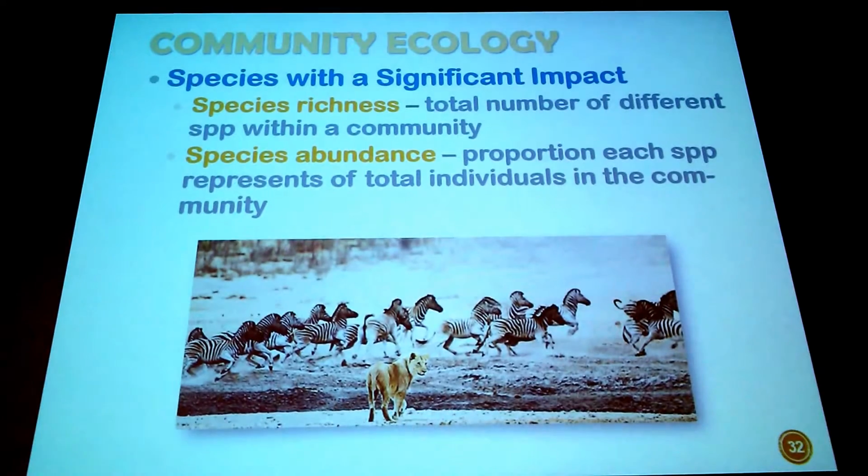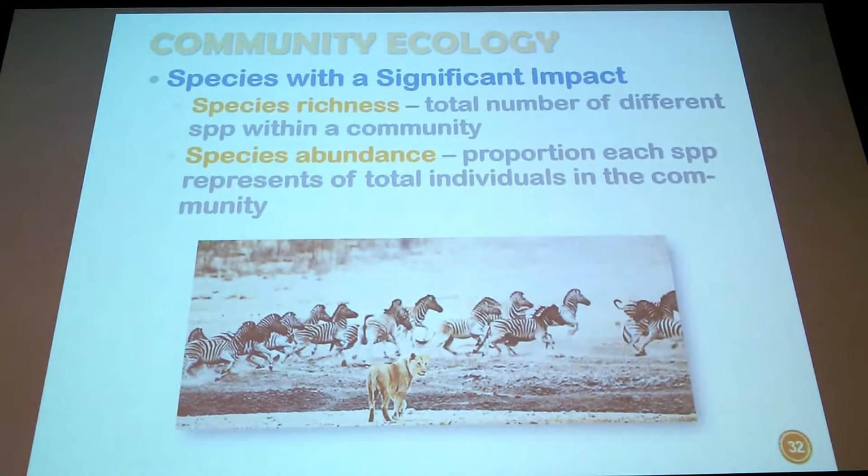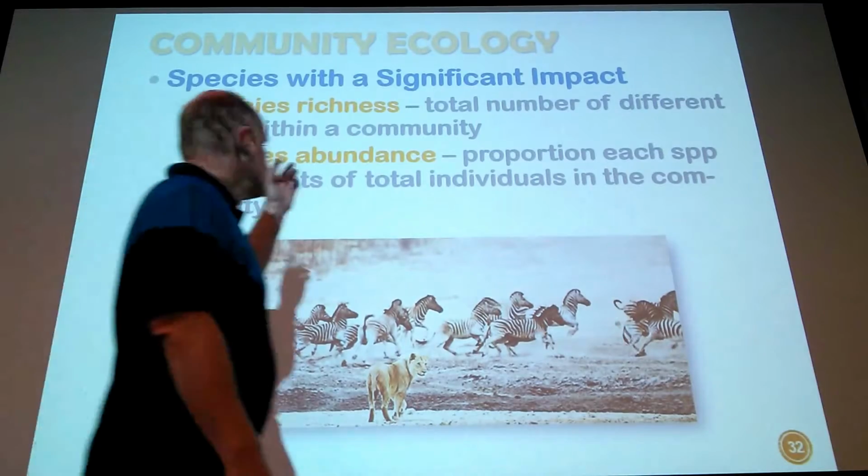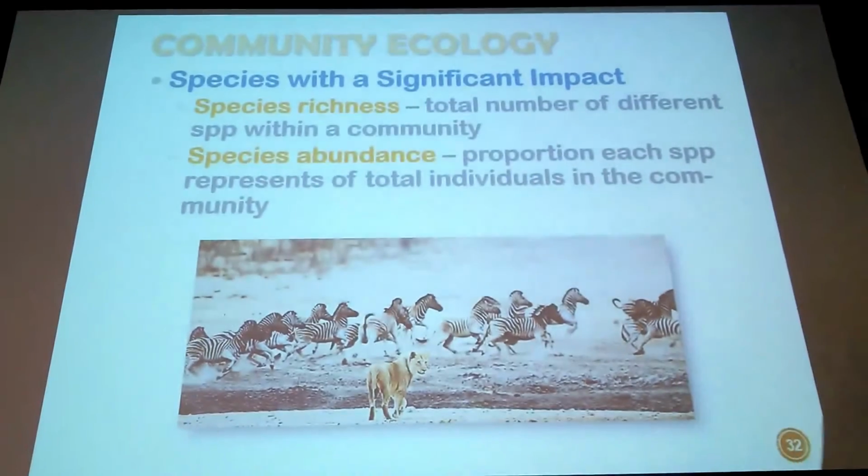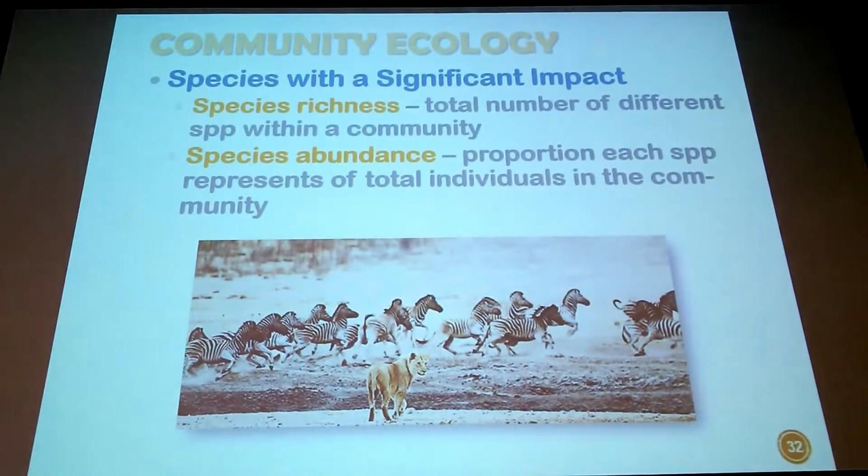Same thing's true for the environment. If you have more different kinds of species in an area, the greater the environment's chances are for survival. If anything would happen to any one of those species, it's always got a plan B, something to fall back on. Species abundance: the proportion each species represents of the total individuals in the community.